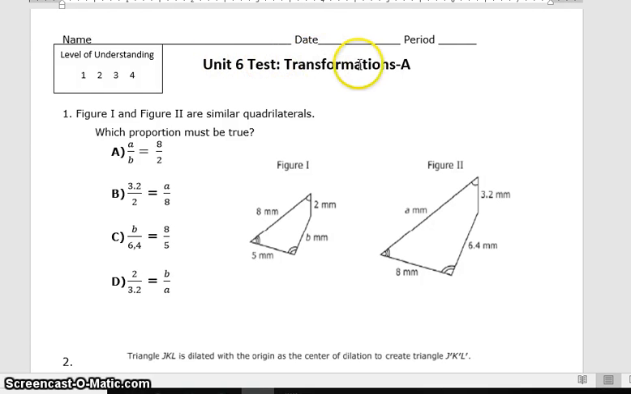Unit 6 test, transformations. Number 1. Figure 1 and Figure 2 are similar quadrilaterals. Which proportion must be true? Figure 1, Figure 2.